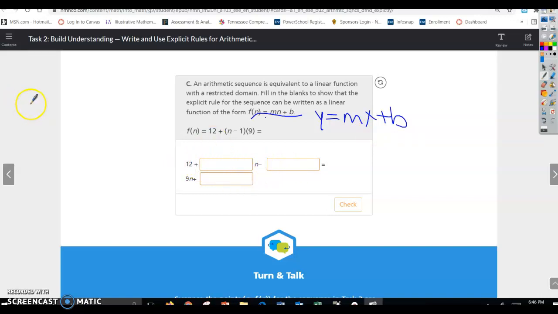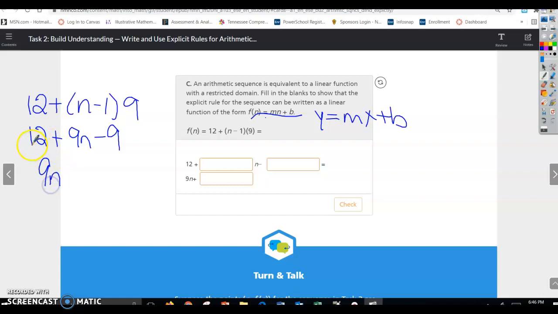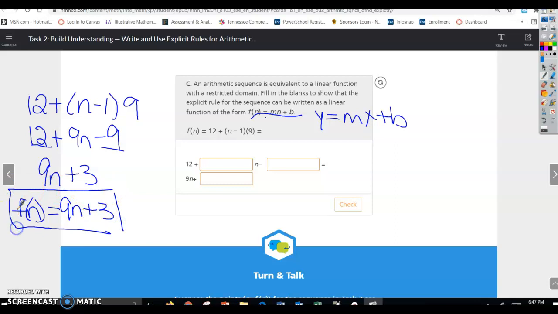So let's just simplify it a little bit. If I've got 12 plus n minus 1 times 9, I can distribute the 9 inside the parentheses. So I'm going to have 12 plus 9n minus 9, because negative 1 times 9 is negative 9. And then I have 9n, and then I have 12 and minus 9 can be combined because they're like terms, so plus 3. So f of n equals 9n plus 3. So this is now in slope-intercept form.